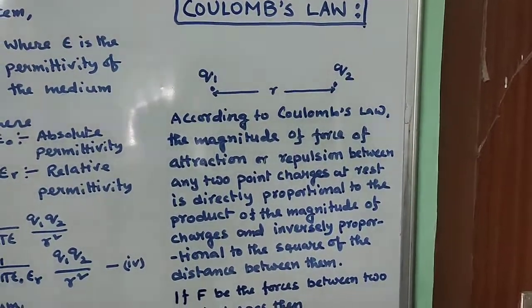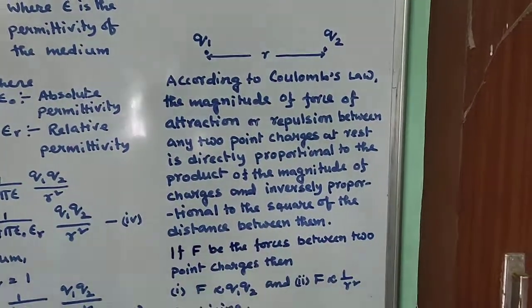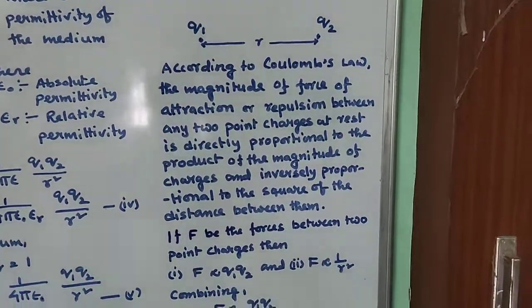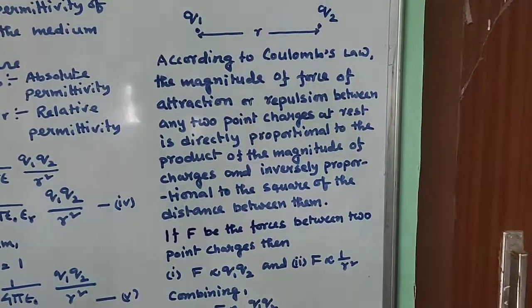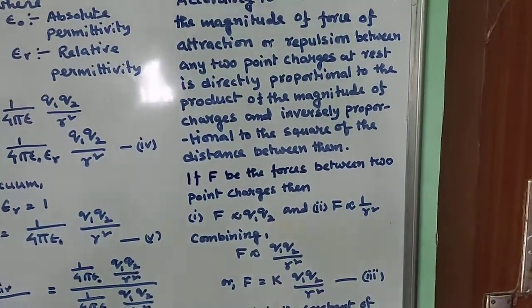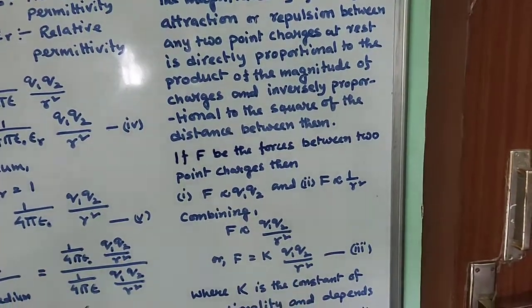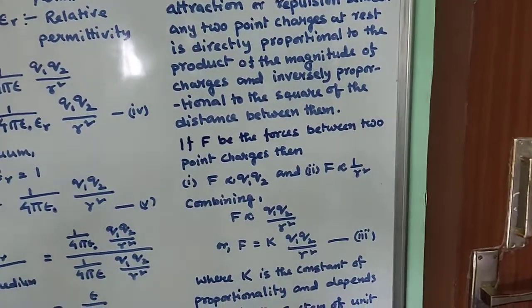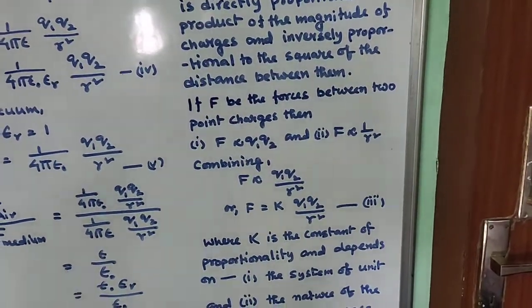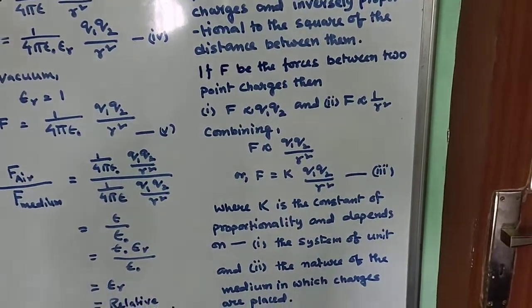That's inversely proportional. Now, the mathematics part. If capital F be the force between 2 point charges, then number 1, F is proportional to Q1 Q2, that is the product, and F is proportional to 1 by R square. Combining these two, you get F proportional to Q1 Q2 by R square. If you want to bring in a constant, then it becomes F equal to K Q1 Q2 by R square, where K is the constant of proportionality, and it depends on the system of unit and the nature of the medium in between the two charges.